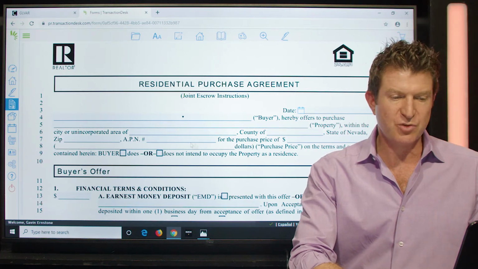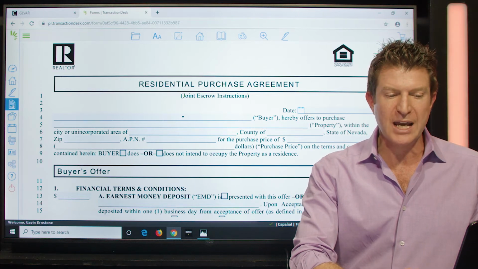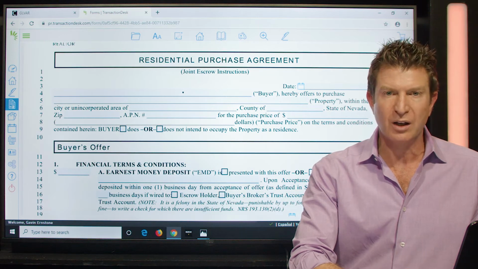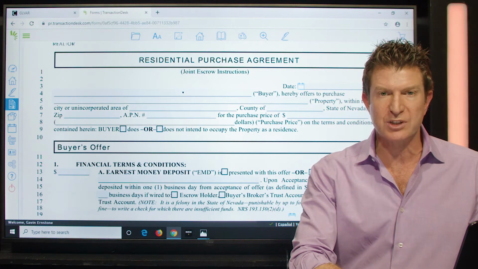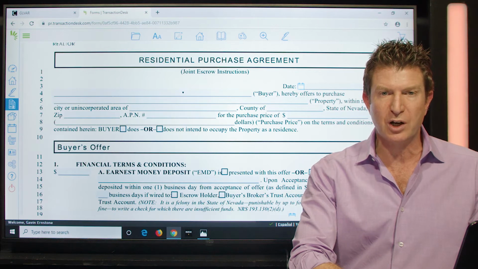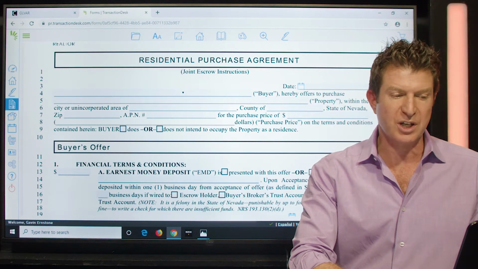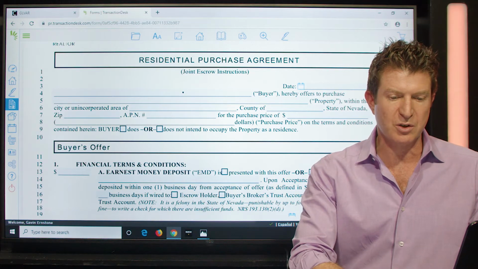Property address, self-explanatory. Extremely important to make sure the APN goes in here as well. If escrow is having an issue identifying a property, they're going to cross-reference the APN. And occasionally, we're going to have multiple parcels involved in a sale, in which case you would note both APNs there. Obviously, the purchase price goes in here.